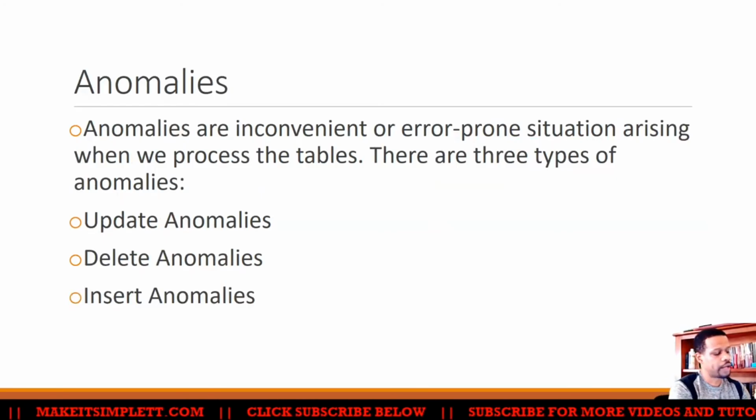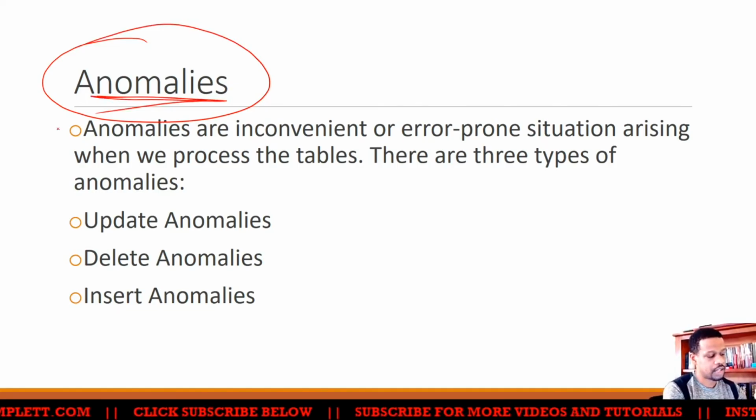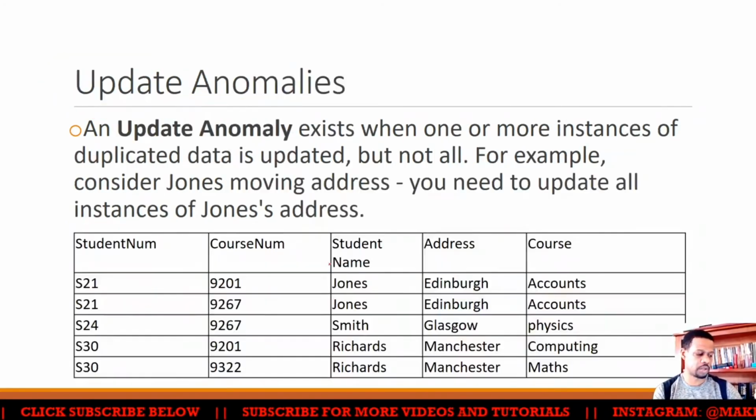Right? So what the whole of normalization is trying to prevent is something called anomalies. The anomalies are update anomalies, delete anomalies, and insert anomalies. So let me show you what the first anomaly is.